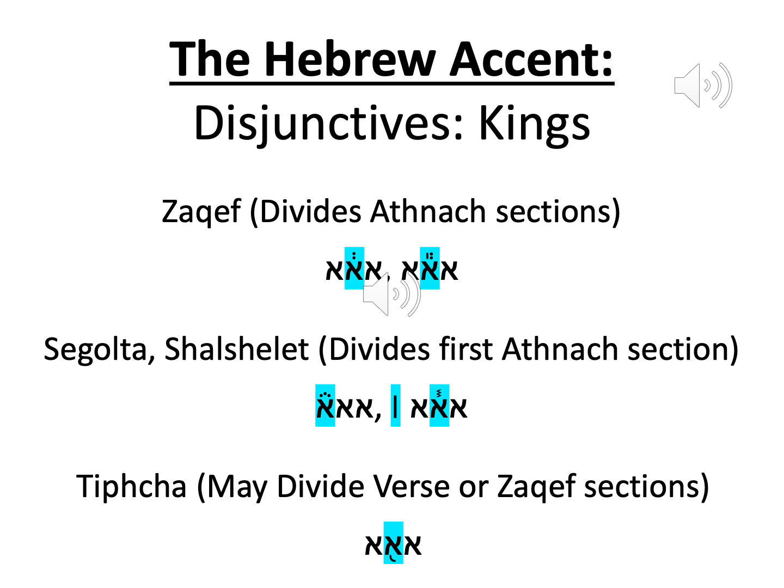It divides the verse or the Zakef sections up into smaller sections. Again, as we get ready to diagram, we consider the accents, consider the breaks, and see if it's necessary for us to follow this in our understanding and diagramming of the verse.